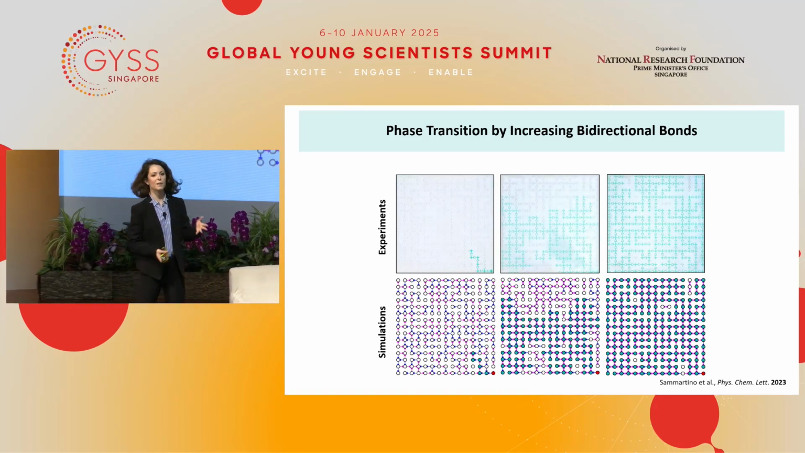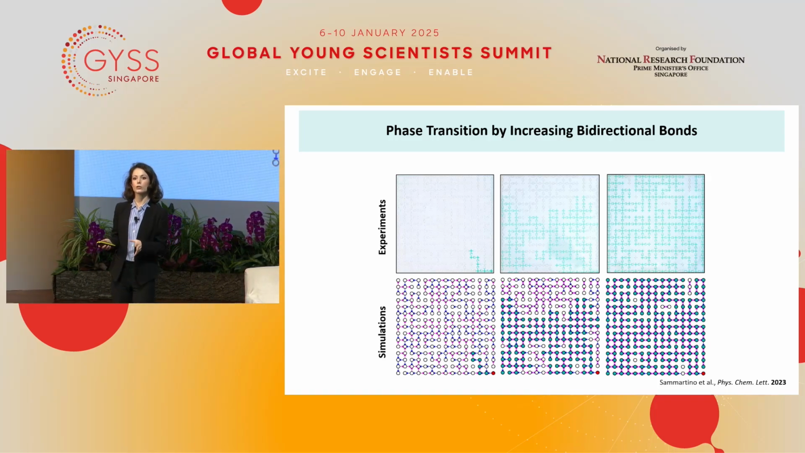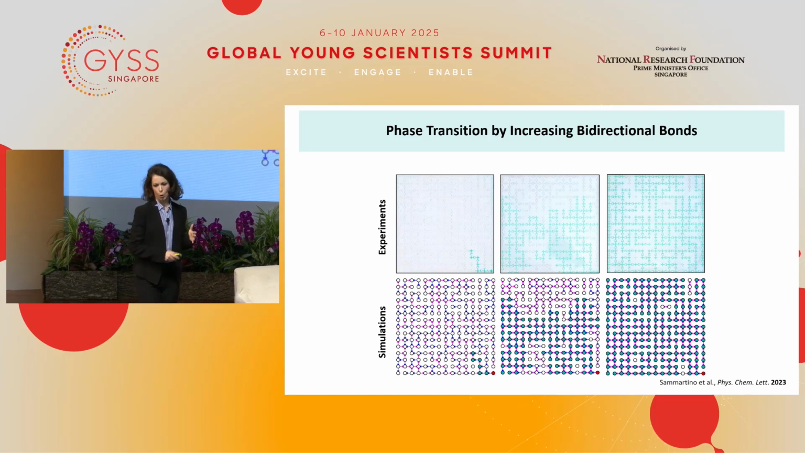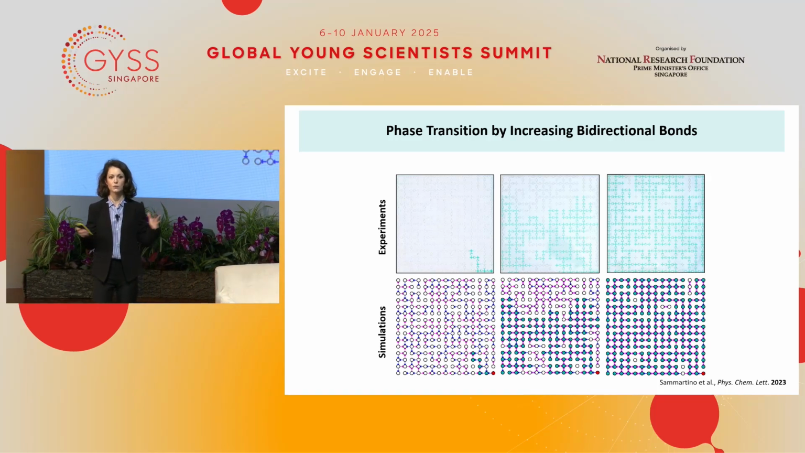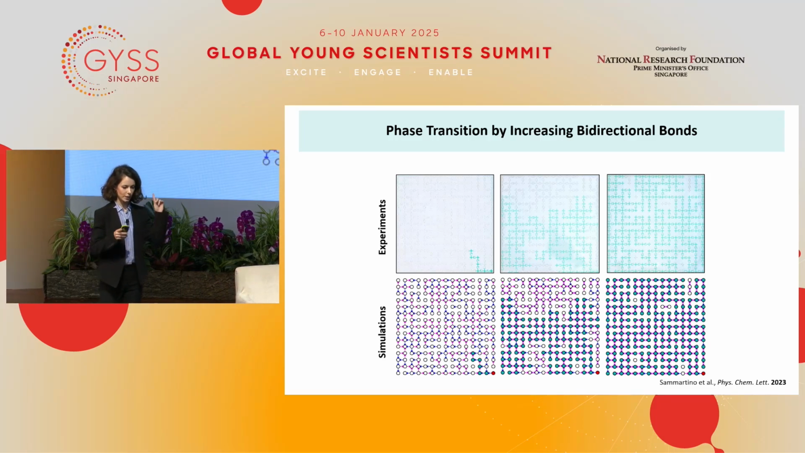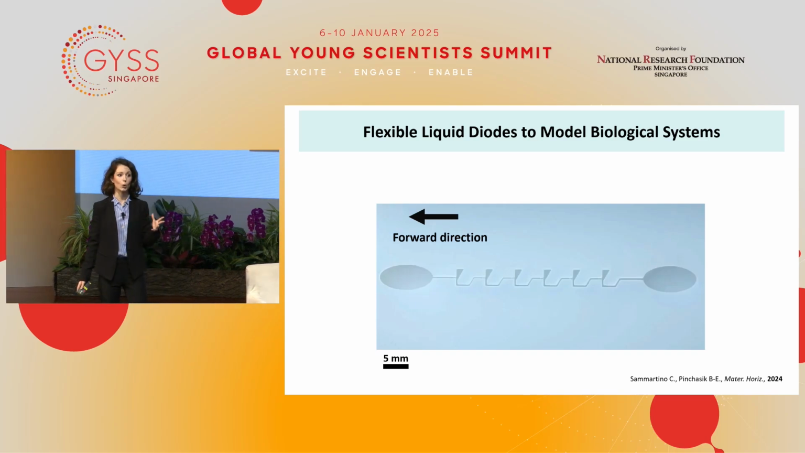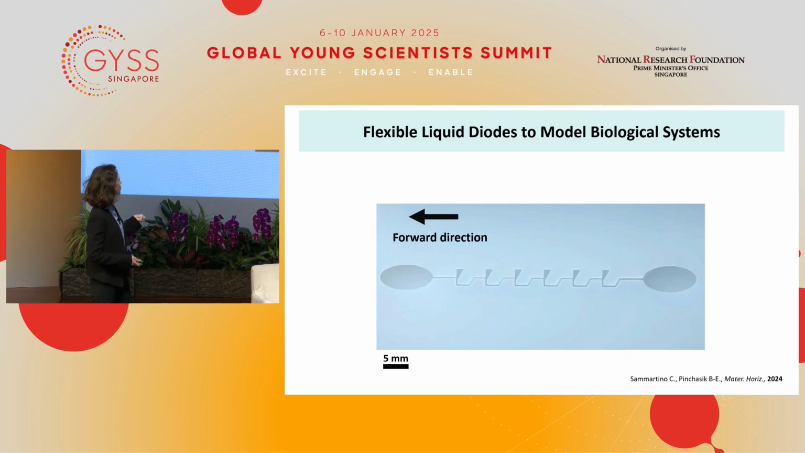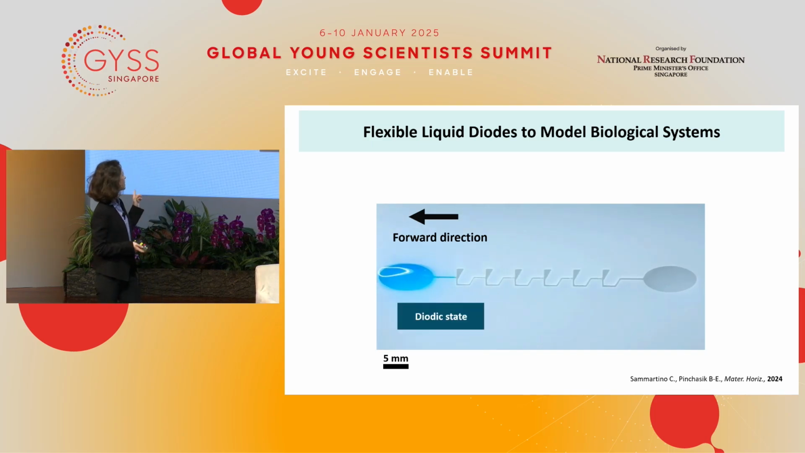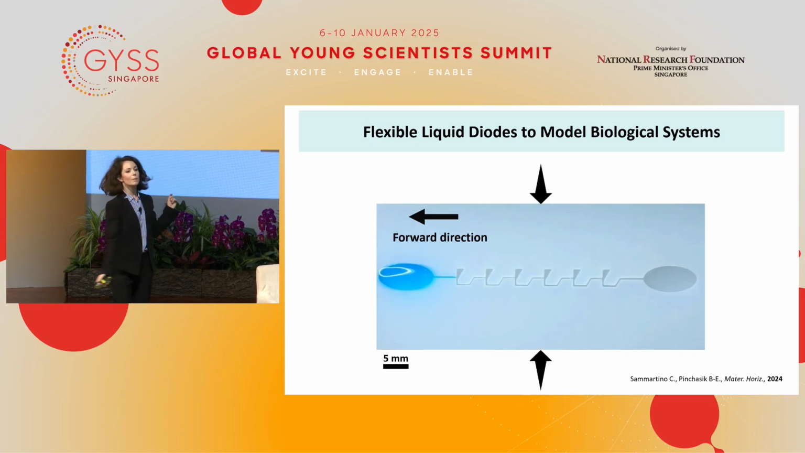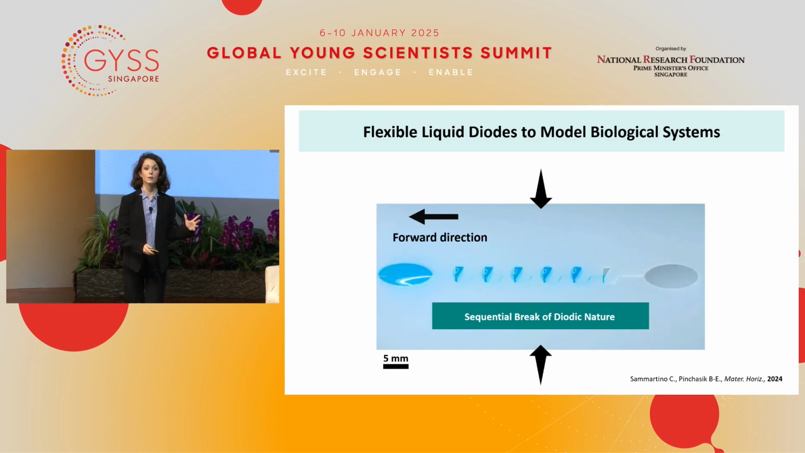Fantastic. And then what? So we thought, can we use this to maybe model biological networks? And the answer is no. The answer is no, because biological networks are actually flexible and deform mechanically. And so, and you may have guessed it, we fabricated flexible liquid diodes. And we found that we can induce backflow in perfectly working diodes via mechanical compression in a sequential fashion, as you can see in this video.